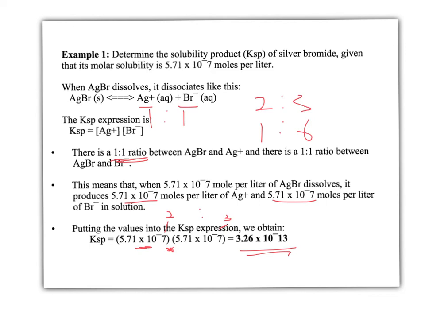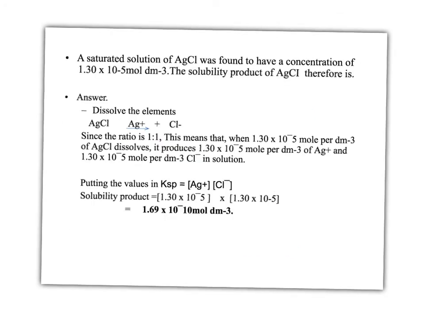So another example on that is a saturated solution of silver chloride was found to have a concentration of 1.30 times 10 raised to the power minus 5 per dm cube. So for the solubility product, as usual, you dissolve the silver chloride, and you get silver and you get chloride, and the ratio is 1:1 also. So you just apply the formula we used before. You multiply the silver by the chloride, and then you get your answer. Okay, so that's pretty simple.